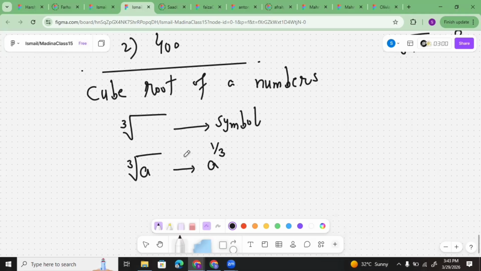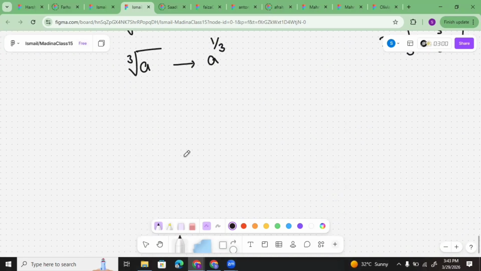This means that any number with power 3 will cancel out with the cube root. Because when I multiply 3 with 1 by 3, I get 3 by 3, and it will be 1. You understand the same thing that we see in the square root as well. Ismail, you understand this one? So any number with power 3, if we make a triplet of a number, it will come out of the cube root.